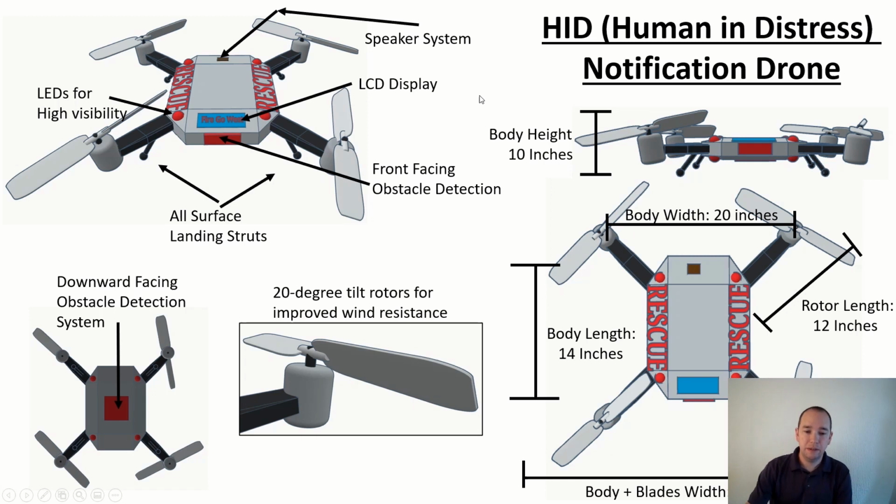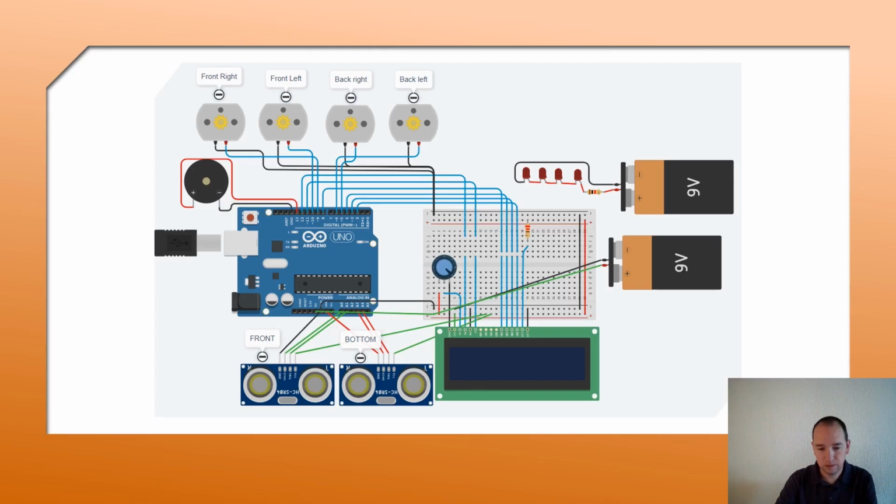Hello again. Now it's time to discuss the Human Distress Notification Drone. The notable changes from the proposal are the inclusion of the LCD display, which you can see on the front. This is going to be a better means of communication with campers than the speaker. The speaker system is no longer a voice box, it's now just an audible alarm, and as you can see, it's now much smaller. Otherwise, the physical dimensions have not changed and are all as seen here.